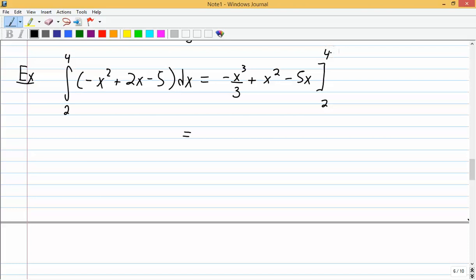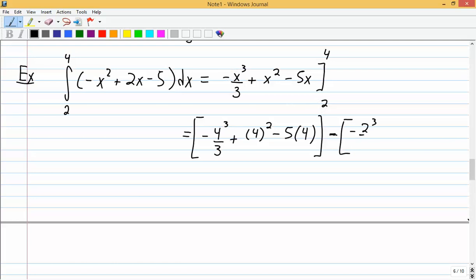Alright, so first I want to plug in the 4. So it's going to be negative 4 cubed over 3 plus 4 squared minus 5 times 4. Now what I would suggest doing, since you have a lot of terms here, is putting all of that either in parentheses or in brackets to separate it. That's what we get when we plug in the top boundary, or the upper boundary. And then you say minus, and now let's plug in the 2. So we'll have negative 2 cubed over 3 plus 2 squared minus 5 times 2. It's very easy to forget to put these parentheses and then just change the sign of one number and get the wrong answer. So make sure you don't do that. Make sure you plug in the top, group all that together, and then this minus needs to be here. Minus, plug in the bottom, and group all that together.